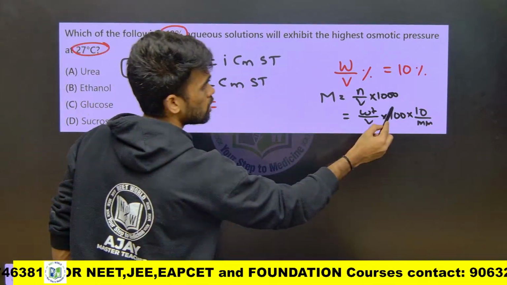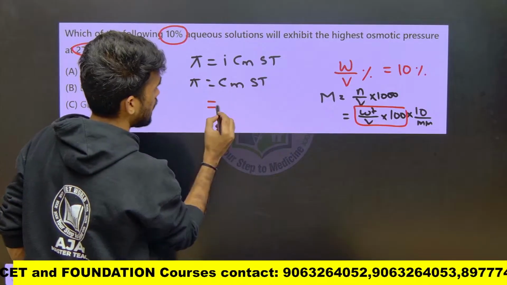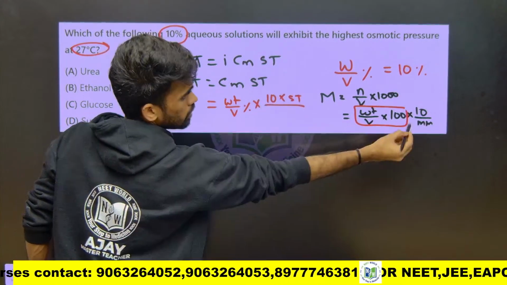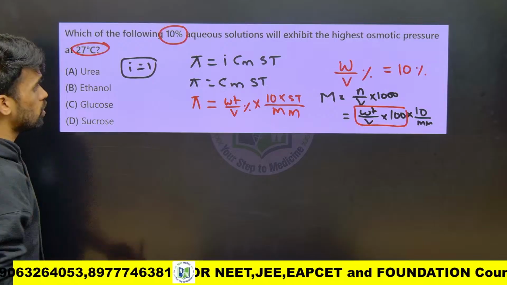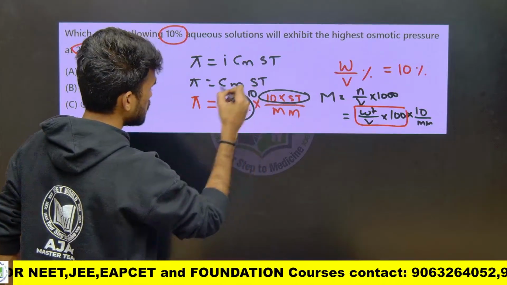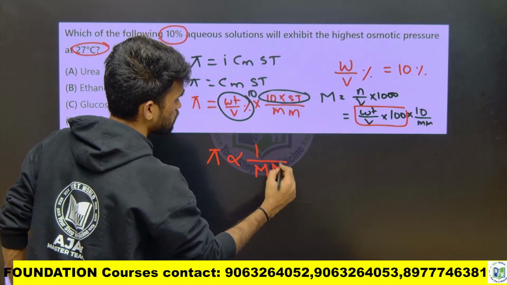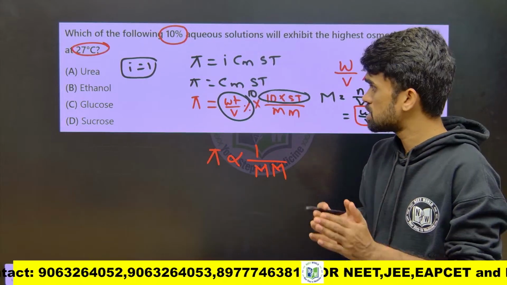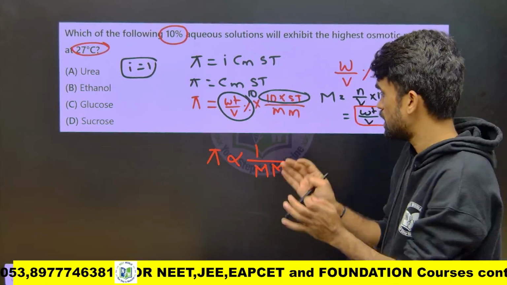Weight by volume into 100 is nothing but weight by volume percentage. So in the place of molarity I can write weight by volume percentage into 10 into ST divided by the molar mass of the particular solute they have given. Hope it is clear up to here. Now weight by volume percentage is constant, that is 10. These values are also constant. Now our osmotic pressure pi depends only on molar mass. So pi is inversely proportional to the molar mass of these given substances. One having higher molar mass will have lower osmotic pressure. Hope the concept is clear based on my explanation.